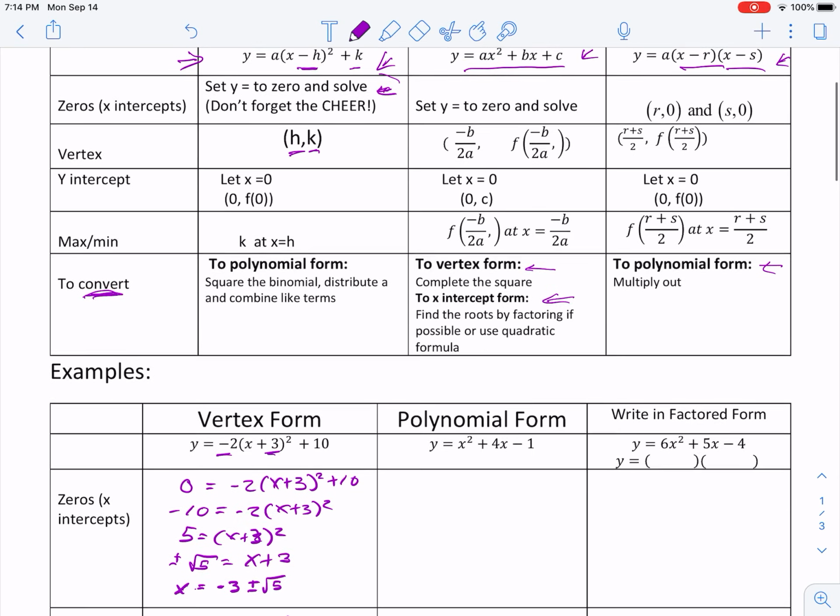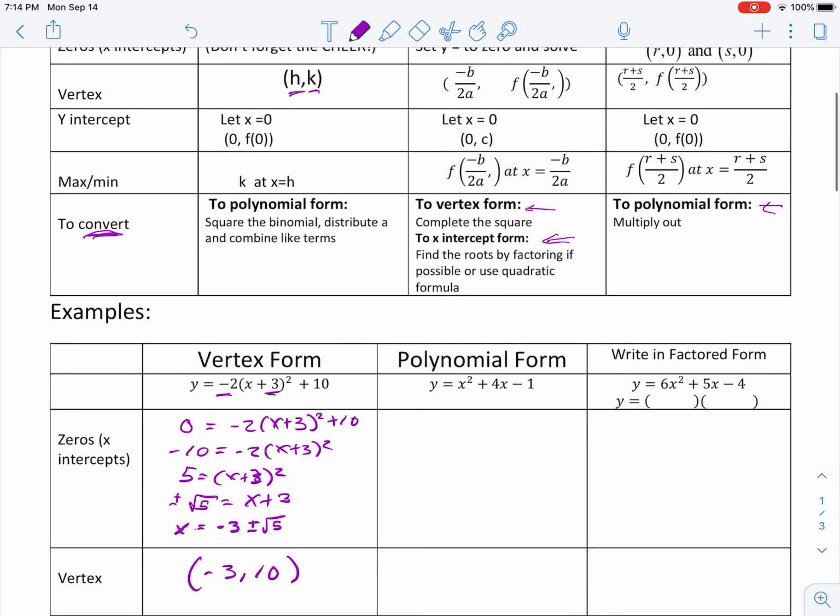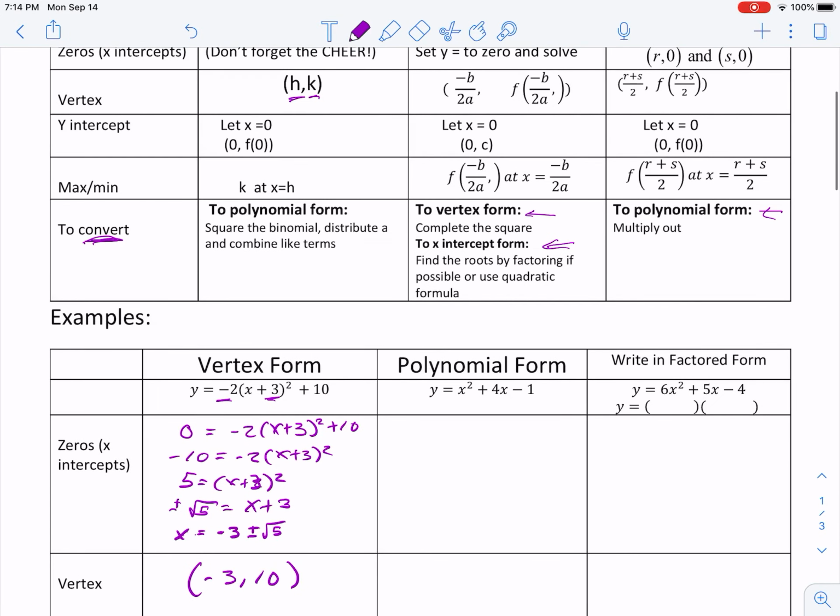Okay, polynomial form. Up here at the top, you want to find the zeros. So you set it equal to 0 and factor if you can. If you can't factor, use the quadratic formula. There's no factors of 1 that add up to 4, so we have negative b plus or minus the square root of b squared minus 4 times a times c over 2a.